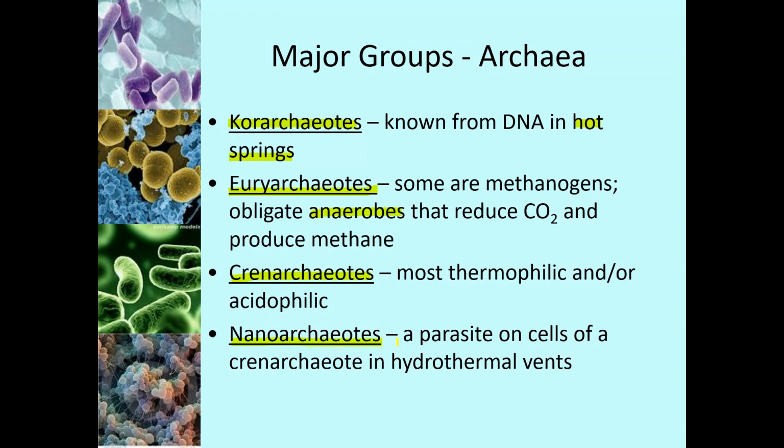And then you have nanoarchaeotes, which are a parasite that lives off of the crenarchaeotes. And so the hydrothermal vents are where you can find those. That's definitely an extreme environment on the bottom of the ocean floor. Once again, just kind of know some general characteristics. You may have a couple of questions on a quiz or a test, but there's not going to be a lot of focus put on these major groups.